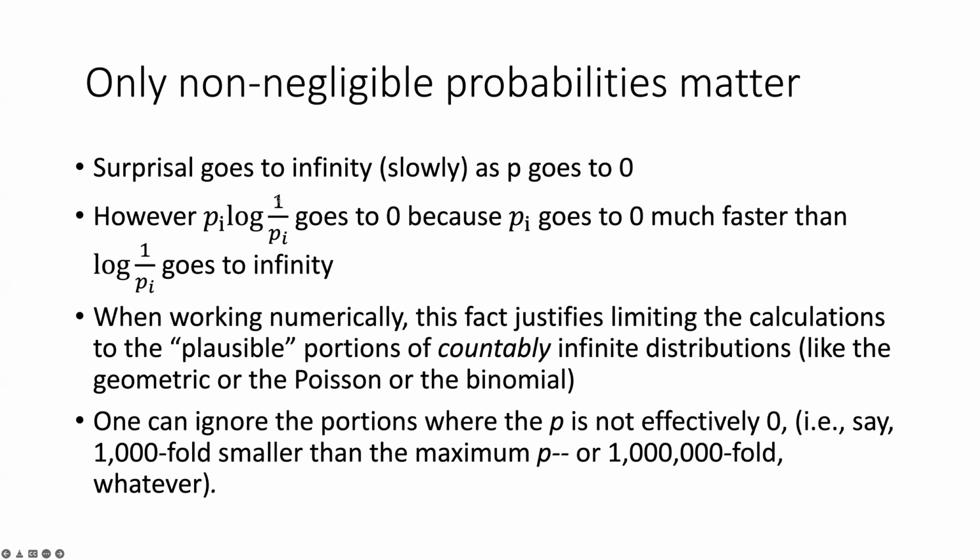So this is going to infinity slowly, and this is going to 0 fast. And so the expression as a whole goes to 0 as p_i goes to 0. And you need to know that when you start doing numerical work, because you're looking at these distributions and many of them are countably infinite, like the geometric, for example, or the Poisson.